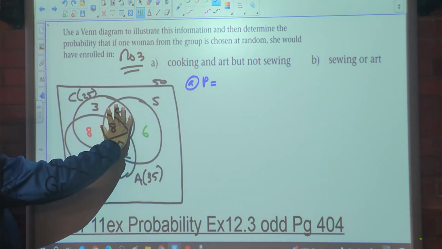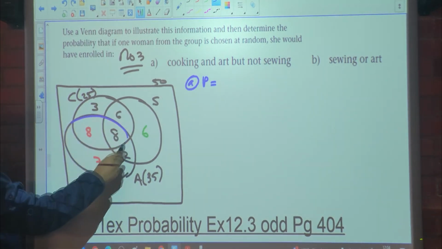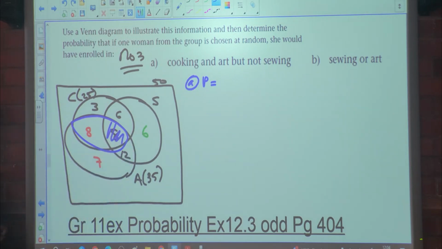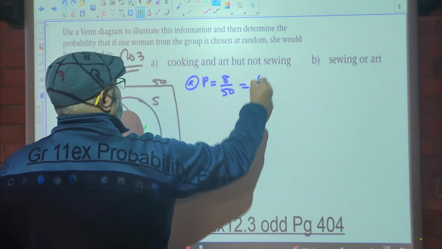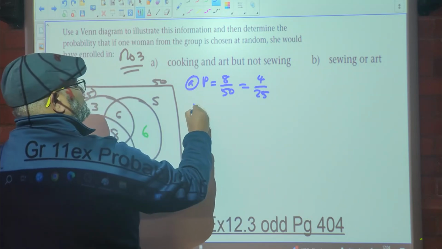So you're omitting sewing. So that is cooking and art, but you're taking out sewing. You understand, people? So it's going to be 8 over 50, which is 4 over 25. Let's look at B.